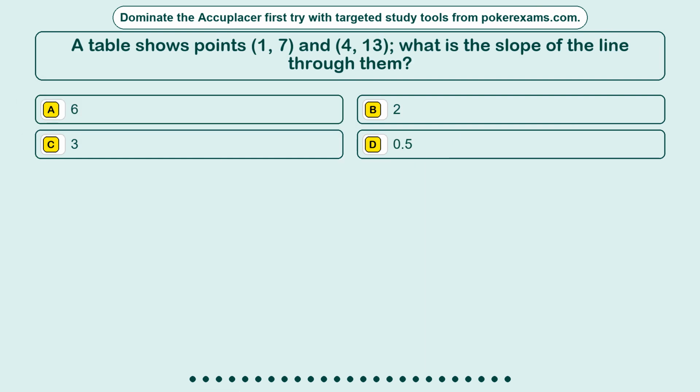Question 11. A table shows points (1, 7) and (4, 13). What is the slope of the line through them? Option A, 6. Option B, 2. Option C, 3. Option D, 0.5.